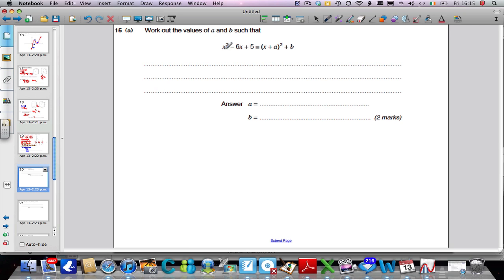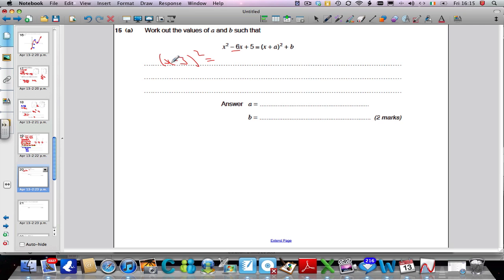Question 15. Asked to work out a and b such that this gives us this. So what we're going to use here is completing the square. First and foremost, I'm going to open a bracket with x in it and something squared, and all I do is half this term here, so that's negative 3. But what will that actually give me? Let's expand this out now.